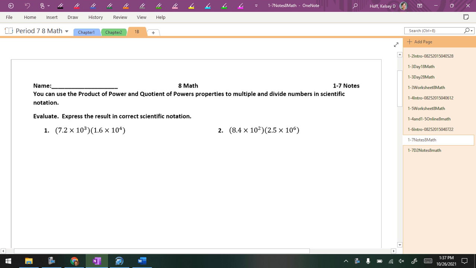All right, today we're going to continue to work with exponent laws as well as adding to it scientific notation that you learned yesterday.